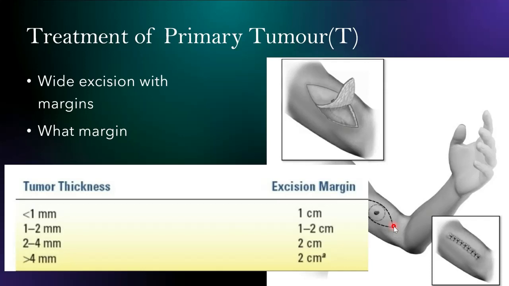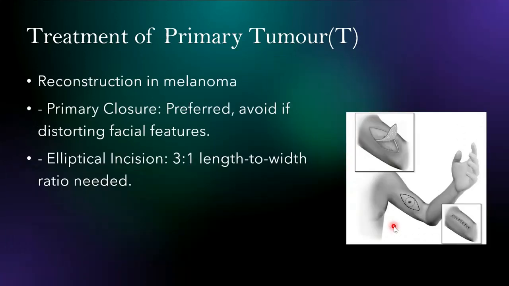If the tumor is less than 1 millimeter thick, 1 centimeter margin. If it is 1 to 2 millimeter thick, 1 to 2 centimeter margin. If it is 2 to 4 millimeter thick, it is a 2 centimeter margin. There is no point in increasing the margin more than 2 centimeters. So even if the lesion is more than 4 mm thickness, it is a 2 centimeter margin itself.